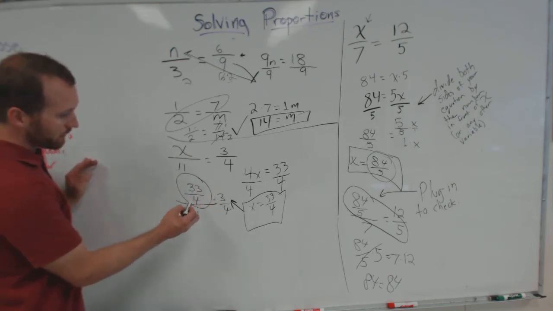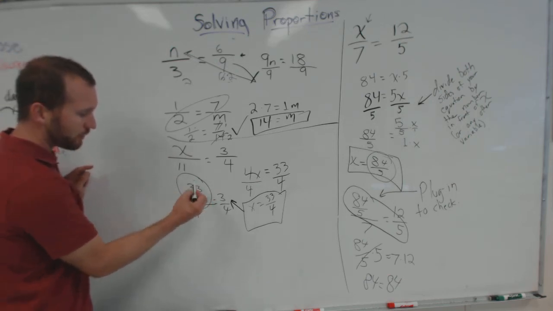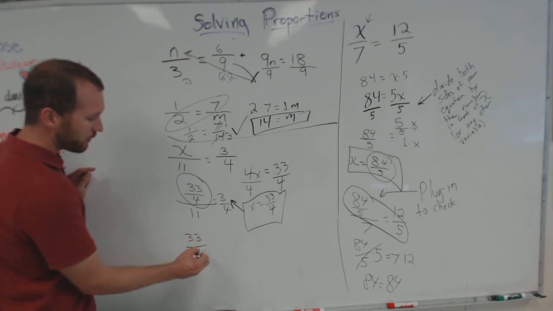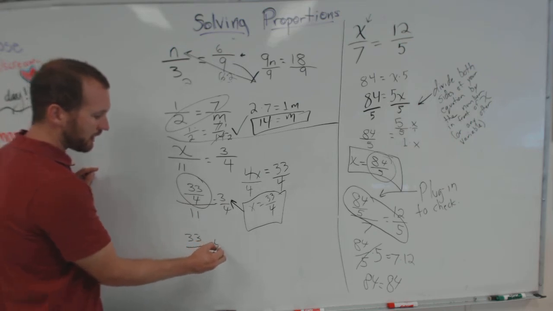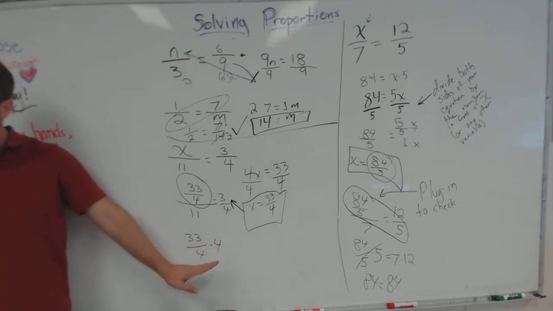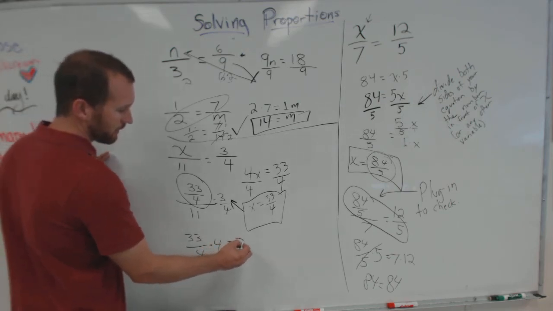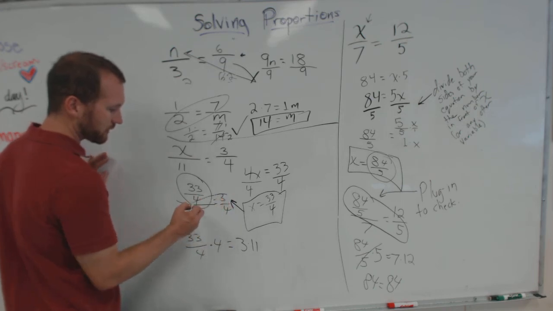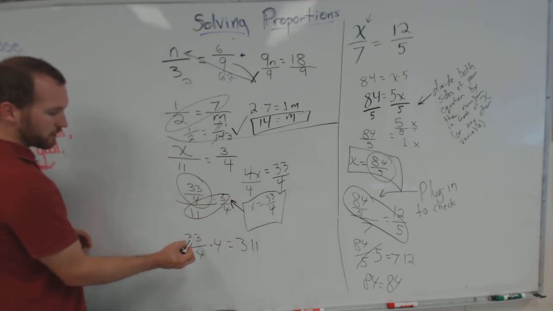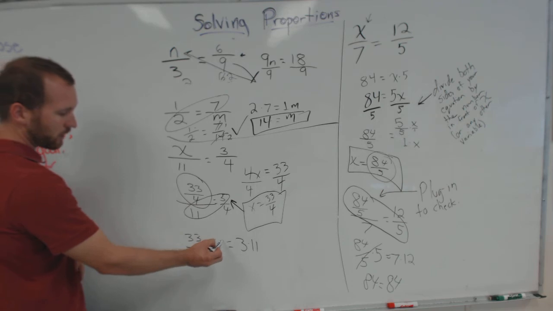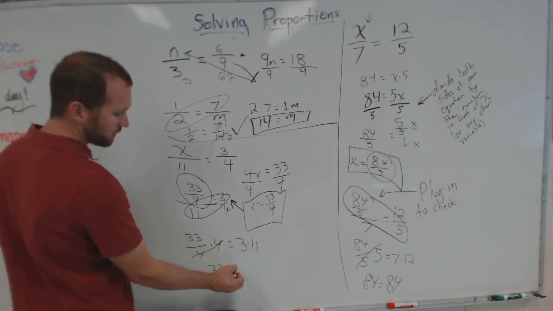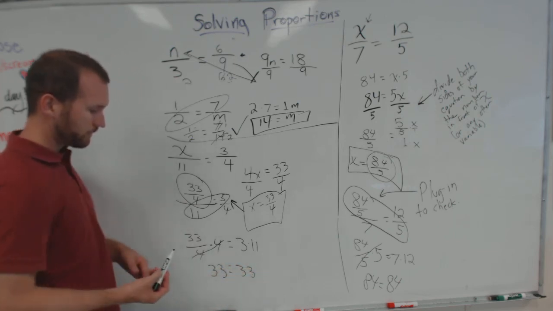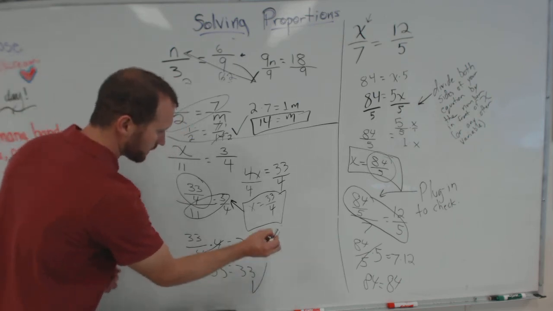When I plug it in, I'm going to cross multiply this whole thing, 33 over 4, times 4, and I can already see that that's going to work out nicely. So it's not that hard to check these. Equals 3 times 11, this one times this one. 33 divided by 4 times 4 is just 33. 3 times 11 equals 33. So my answer checks. I know it's true.